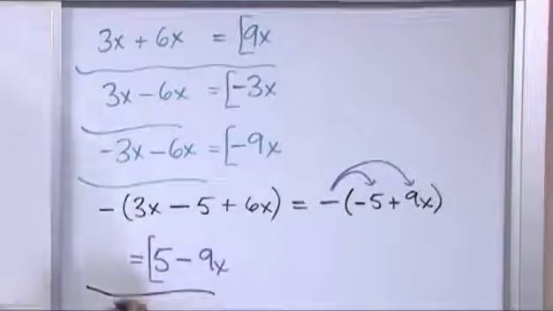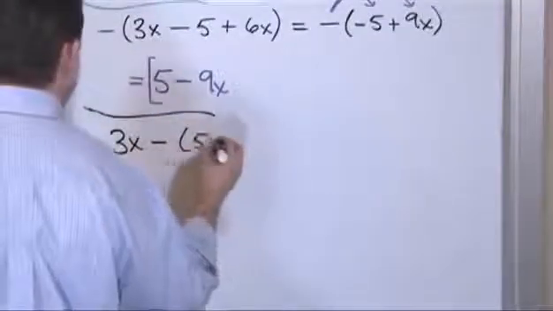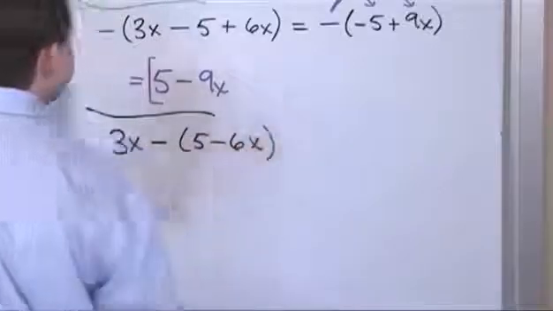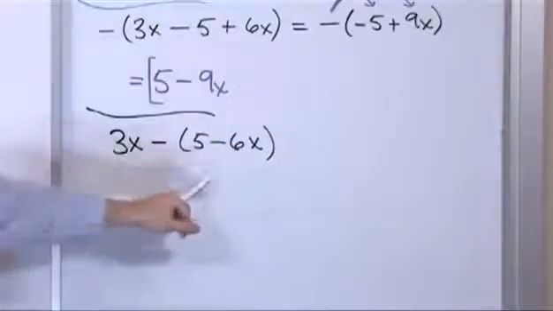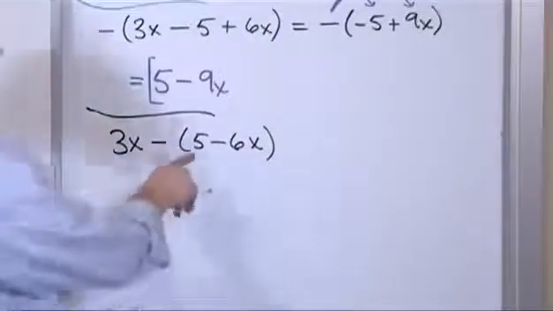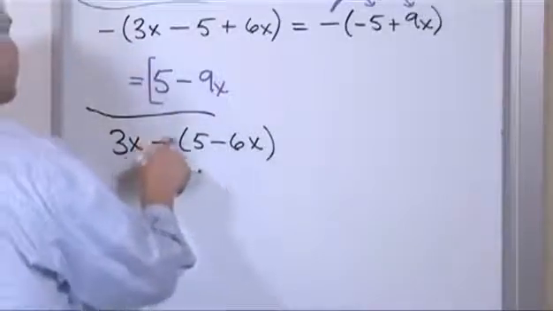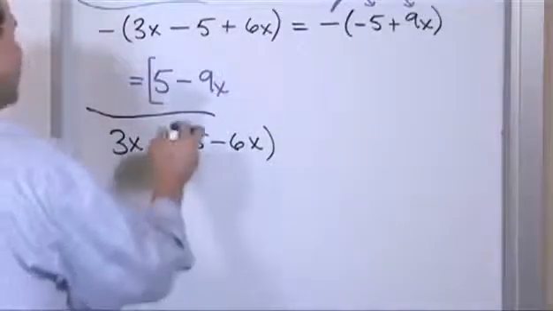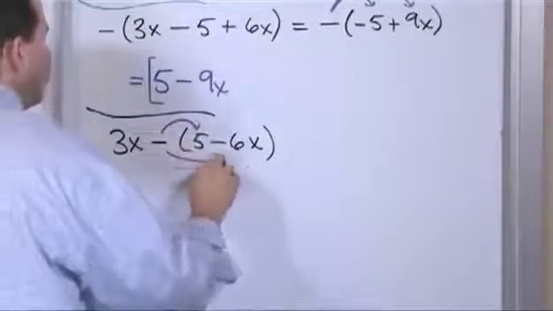Now what if we change the problem up a little bit? What if we have 3x here minus, parenthesis, 5 minus 6x, like this? How do we simplify this guy? Well, we can't really add this to this stuff yet because we've got these ugly parentheses in the way. We have to deal with the parentheses first. We cannot add these together because the terms are different, but we do have this negative sign here, which is like a negative 1 sitting out front. So what we're going to do is basically distribute it in to each of these terms.